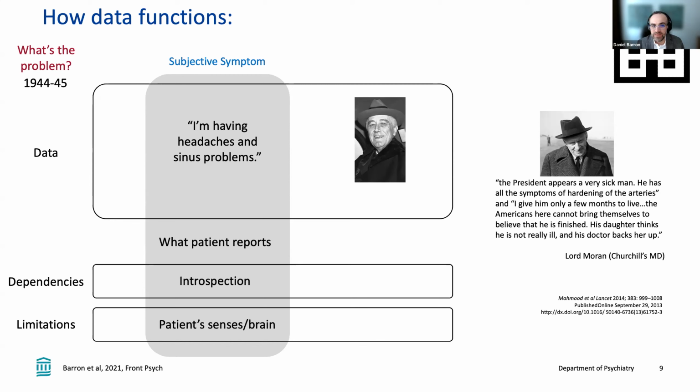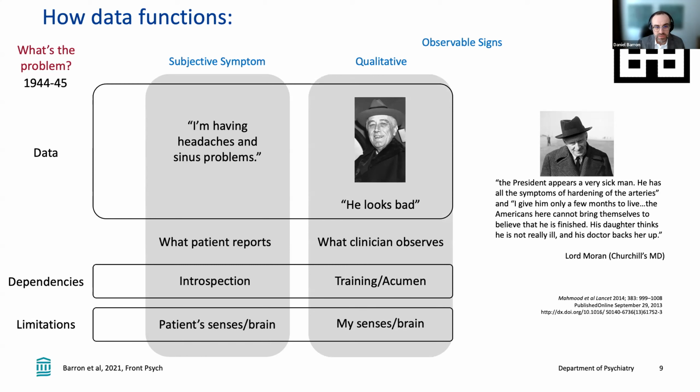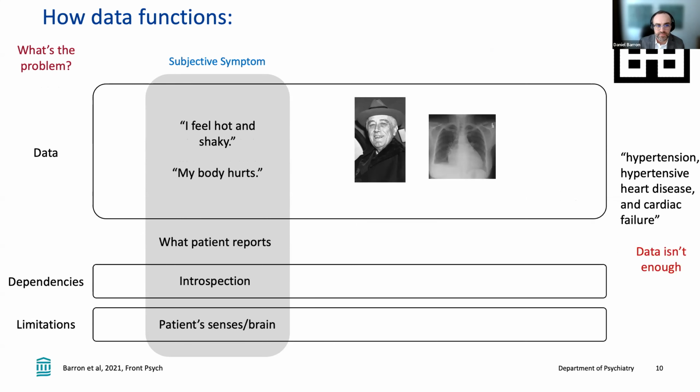And they thought that people who believed that FDR was okay and just under a lot of stress were kind of deluding themselves, and that he needed treatment stat. And it's worth noting also that these are just based on subjective symptoms. So FDR said he had headaches and sinus problems, and then qualitative signs, which Lord Moran took a look at him. He's like, this guy doesn't look like he's doing well.